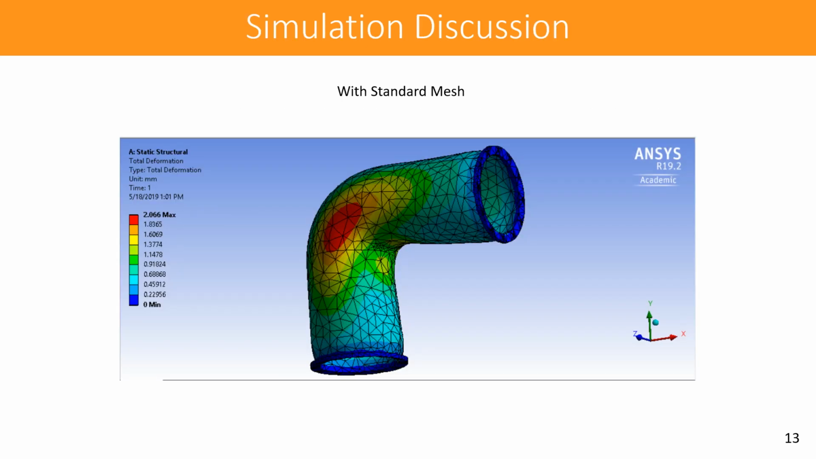So using the standard mesh, simulating with 13 megapascals from the interior, it deforms most highly on the edges of the curved elbow. That's why I would apply the refined mesh there later on. But for now, it reads with a maximum deformation of about 2.066 millimeters, which isn't a whole lot. And everywhere else seems pretty structurally sound.